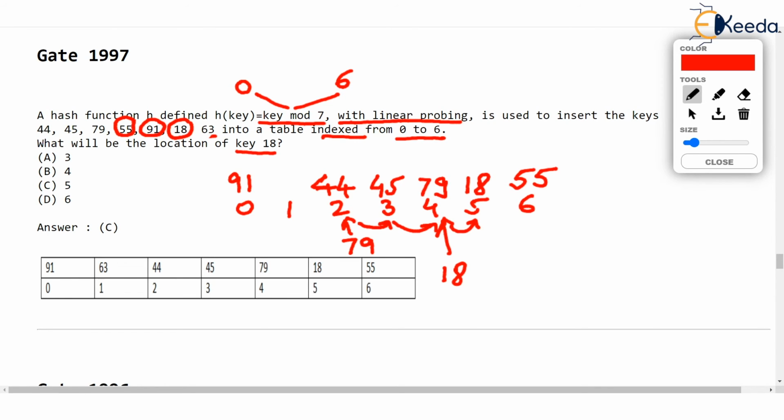That's it. Enough is enough. Don't even talk about 63, because the question just asks where 18 will be stored. And the answer is that 18 will be stored at the 5th location. So the answer is C.